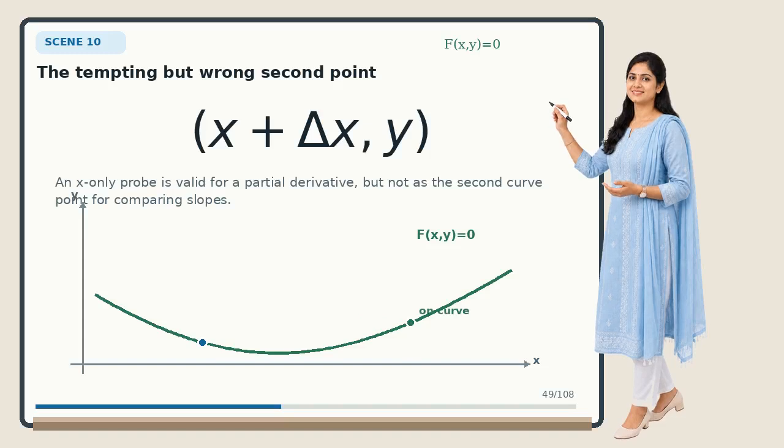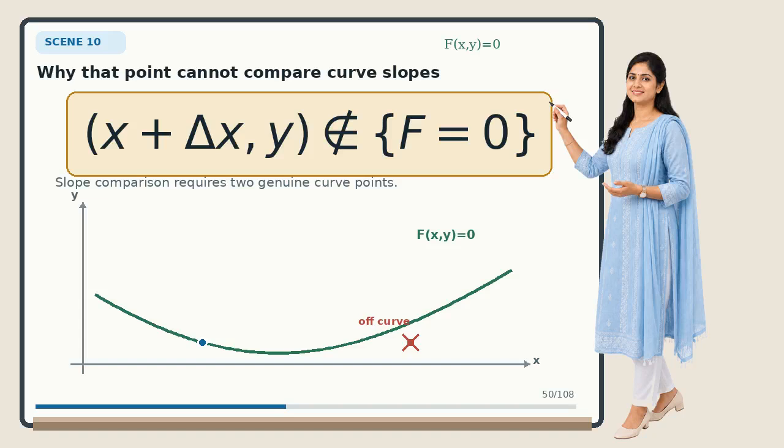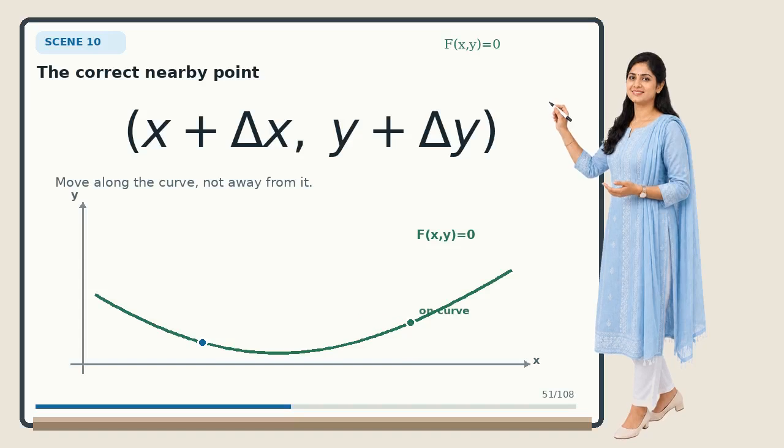If we change x but keep y fixed, this point will generally lie off the implicit curve. At an off-curve point, minus f sub x divided by f sub y is not being used as the slope of our original implicit curve at a corresponding nearby curve position, therefore it cannot serve as the second slope in this limit. The correct nearby point changes both coordinates, with delta y supplied by the curve. Now both slope values are comparable.